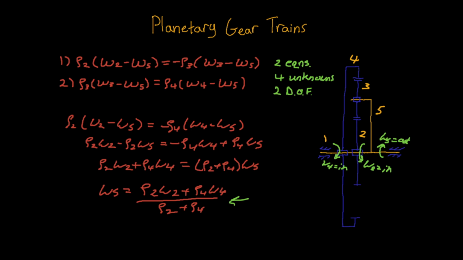There's a few more scenarios we could look at with this gear train, like considering gear 3 to be either an input or an output. All of the scenarios are governed by the 2 rolling contact equations. In the next example, we're going to look at an automotive differential.